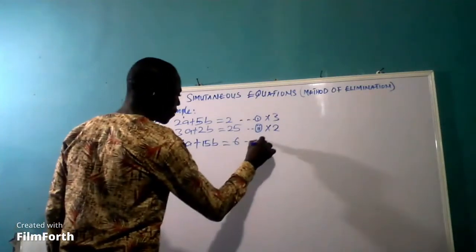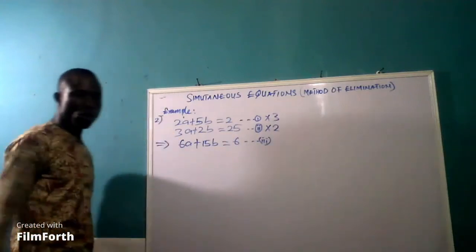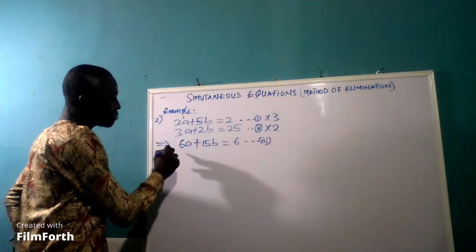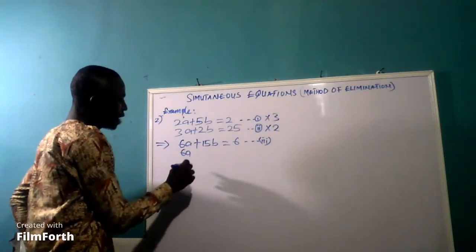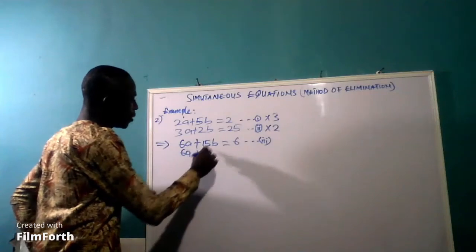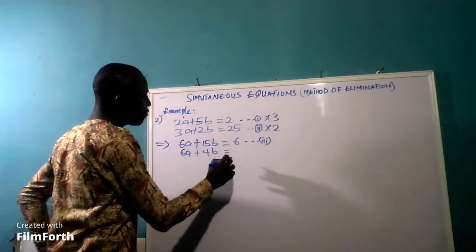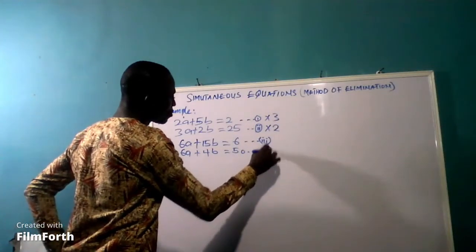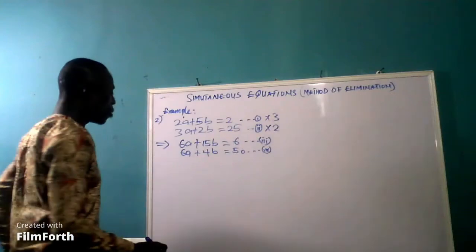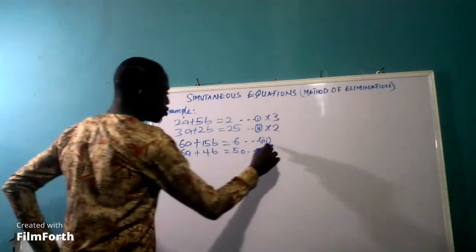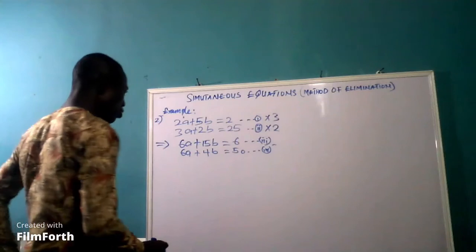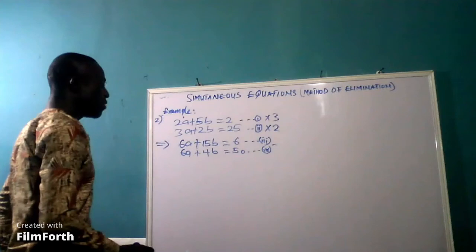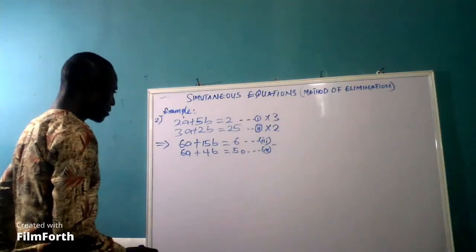Call this equation 3. And also to equation 2, we have 3a times 2, that will give you 6a. And 2b times 2, that will give you 4b. Then 25 times 2, that will give you 50. Call this equation 4. Now to do the elimination completely, we subtract equation 4 from equation 3. Or whichever way, you can choose to subtract 3 from 4. Whichever way you go, you will get the right answer if you follow it carefully.